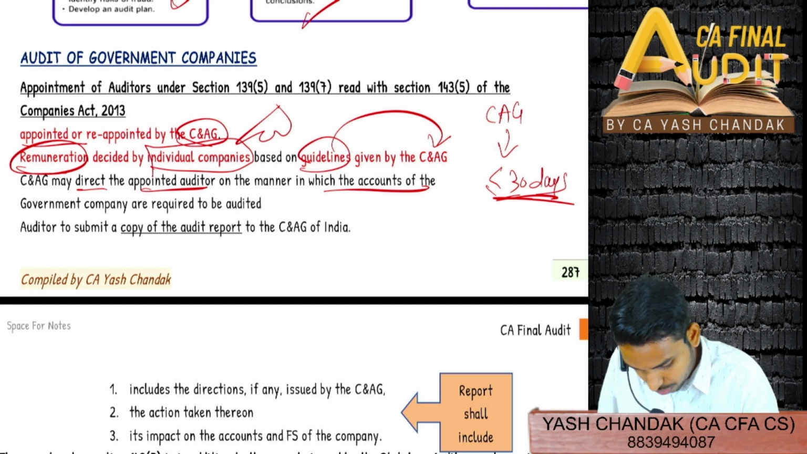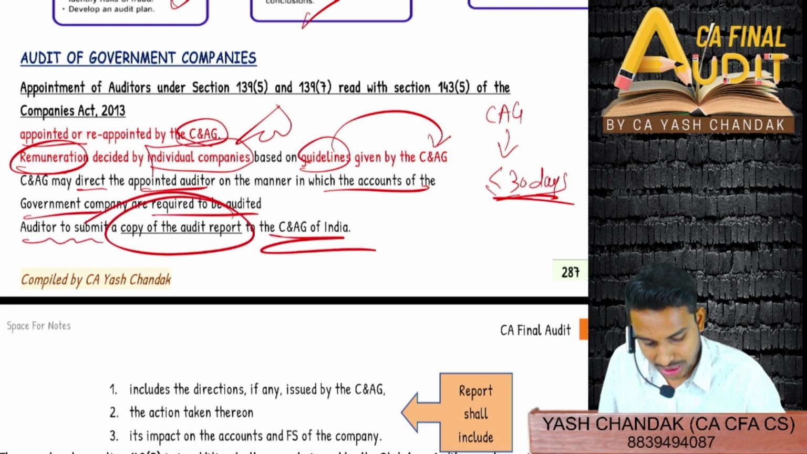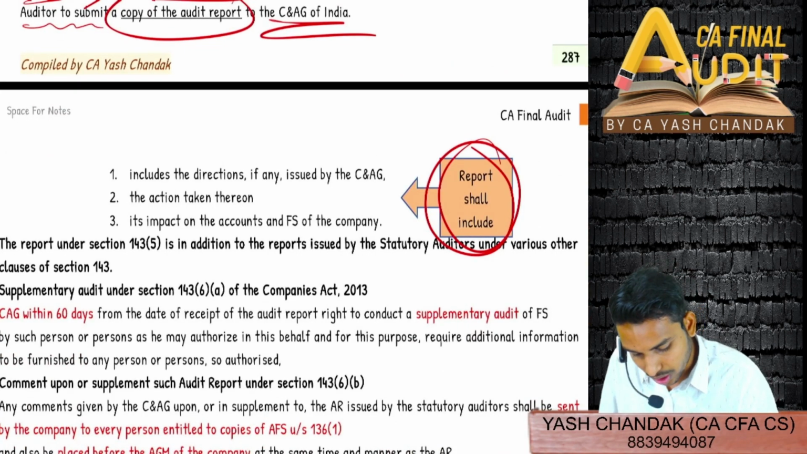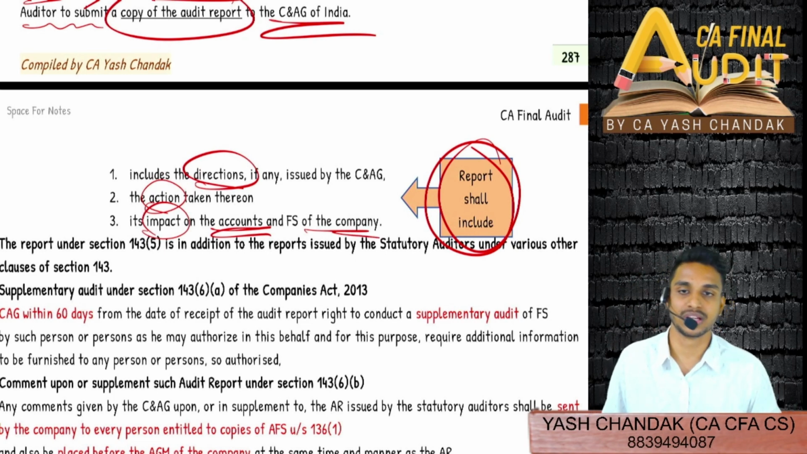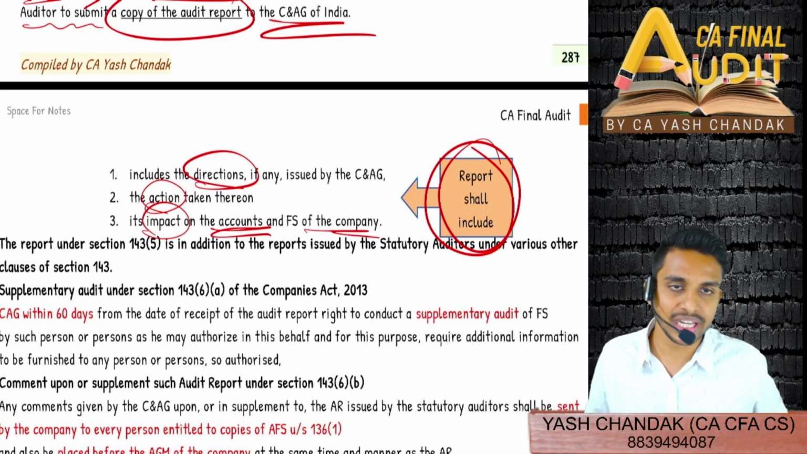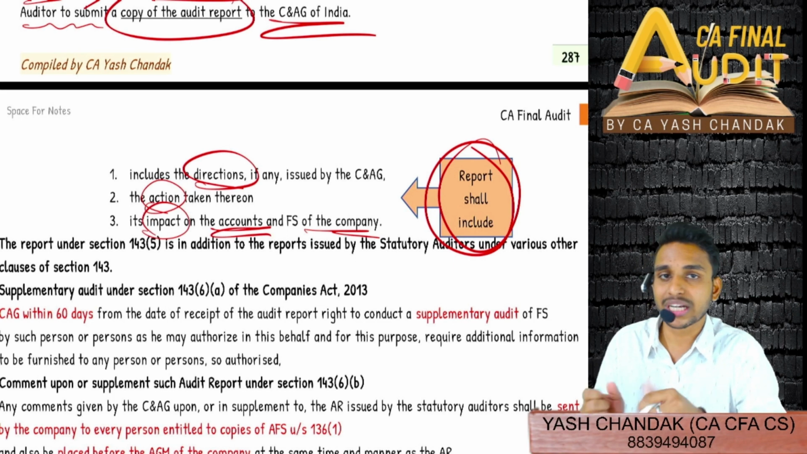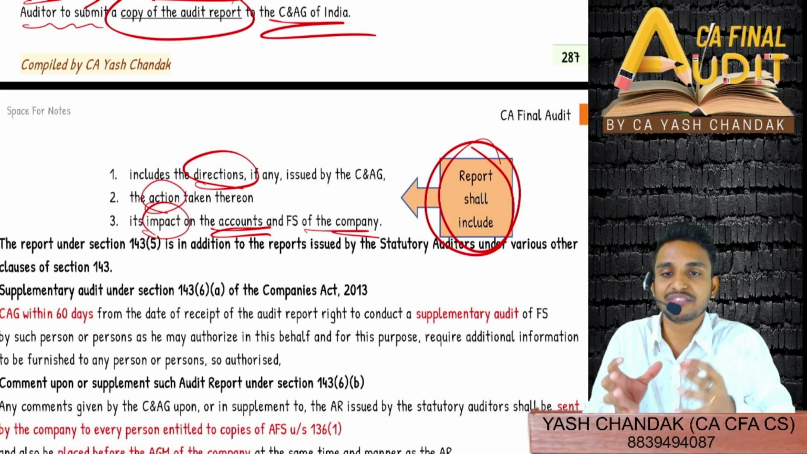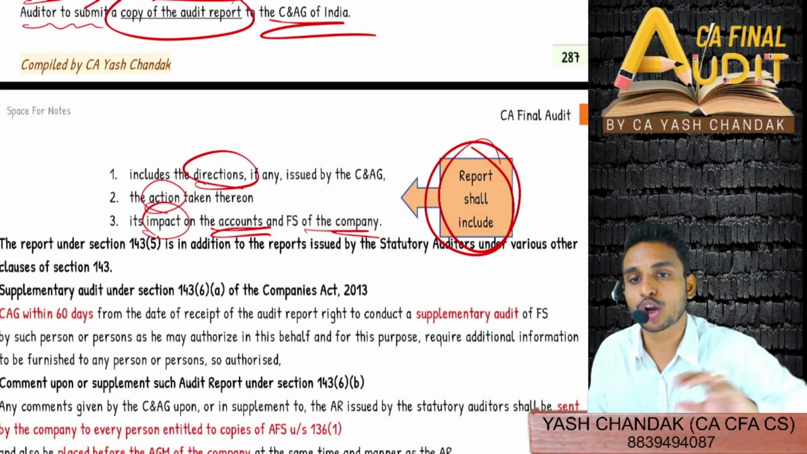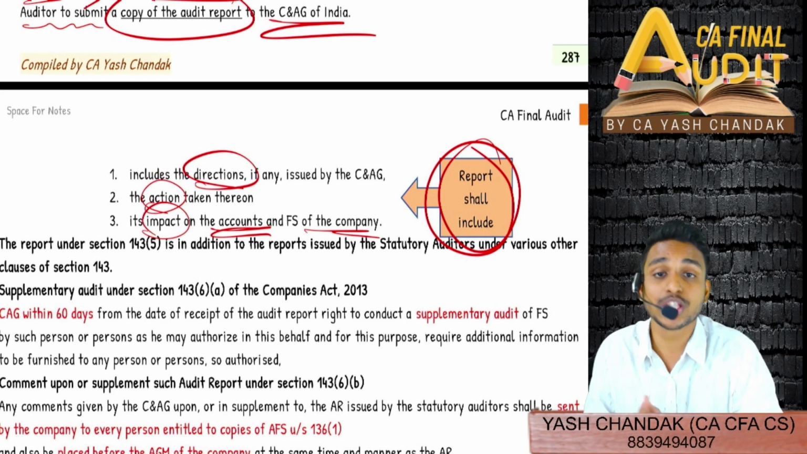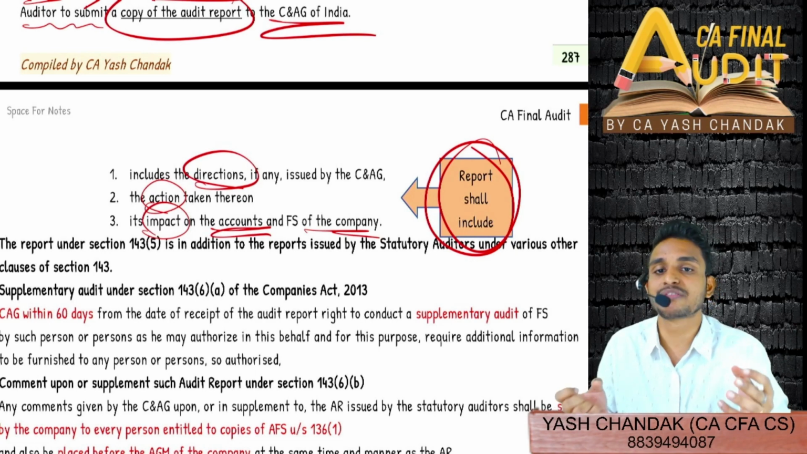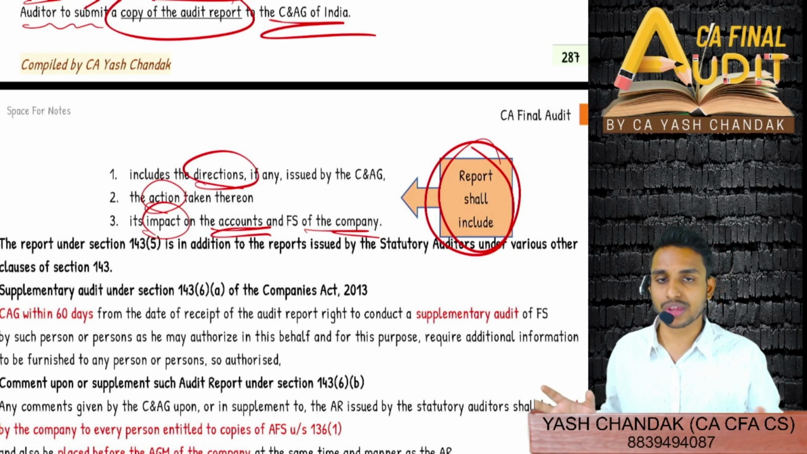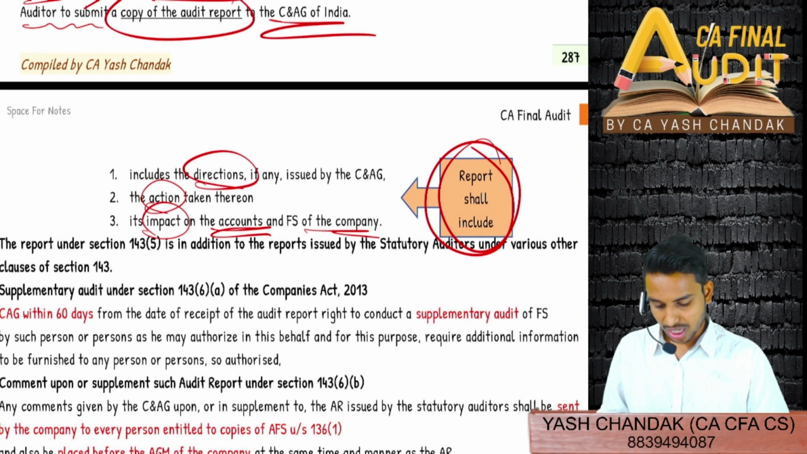So remuneration is not decided by CAG, but is guided by the CAG, and CAG may direct the appointed auditor on the manner in which the accounts of the government company are required to be audited, and of course the auditor has to submit a copy of the audit report to the CAG of India, and this copy of the report shall include directions, actions, and the impact on the accounts and the financial statement of the company. So whatever directions CAG might have given to the auditor, whether those directions have been complied with or not, that is to be included in the report. Whether the actions which have been prescribed by the CAG were taken or not, or the actions referred by the auditor, what were those actions, why they were those actions, and the impact, of course, on the financial statement of the company, what are those impacts, that has to be prescribed in this report.